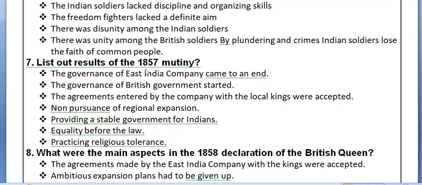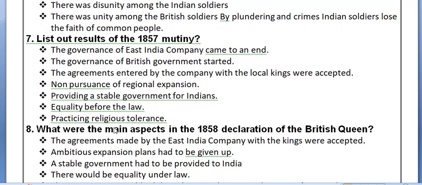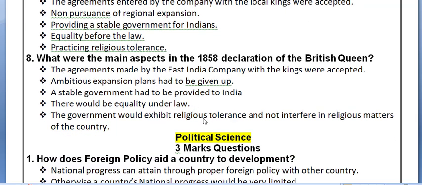List out the results of the 1857 mutiny. The governance of the East India Company came to an end. The governance of the British government started. The agreements entered into by the Company with the local kings were accepted. Non-pursuance of regional expansion, providing a stable government for Indians, equality before the law, and practicing of religious tolerance.